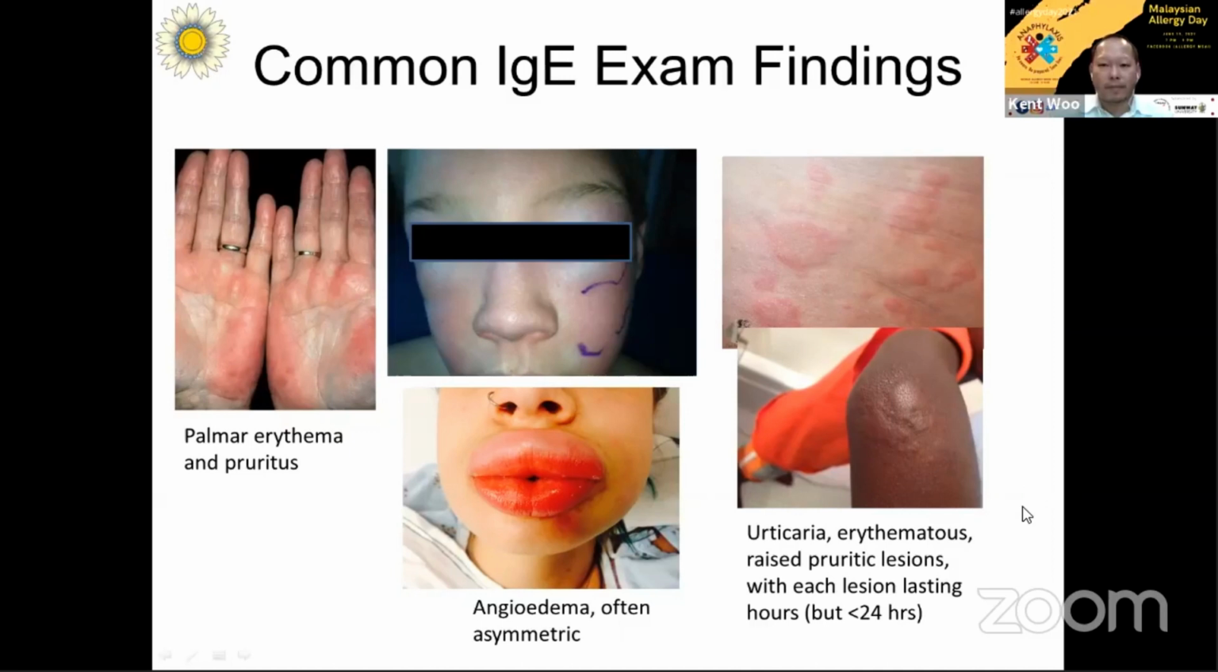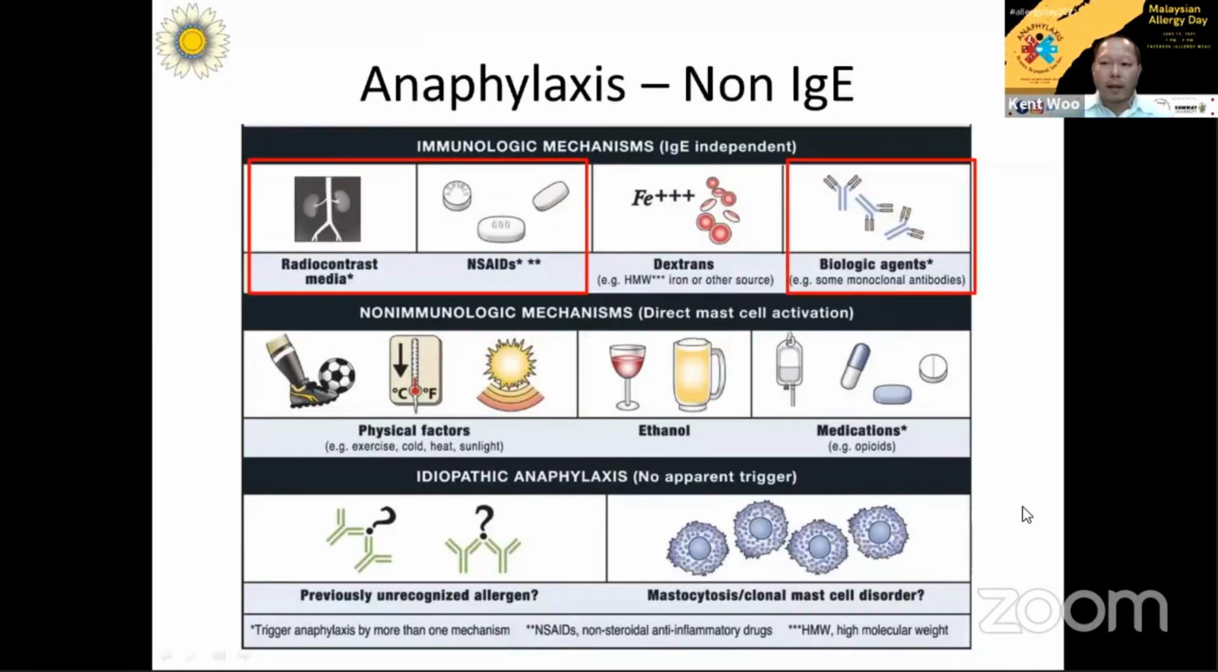You might hear about anaphylaxis that is non-IgE mediated. This can occur from many other triggers. It's quite rare, but it does happen. Certain medications can cause IgE and non-IgE mediated reactions.